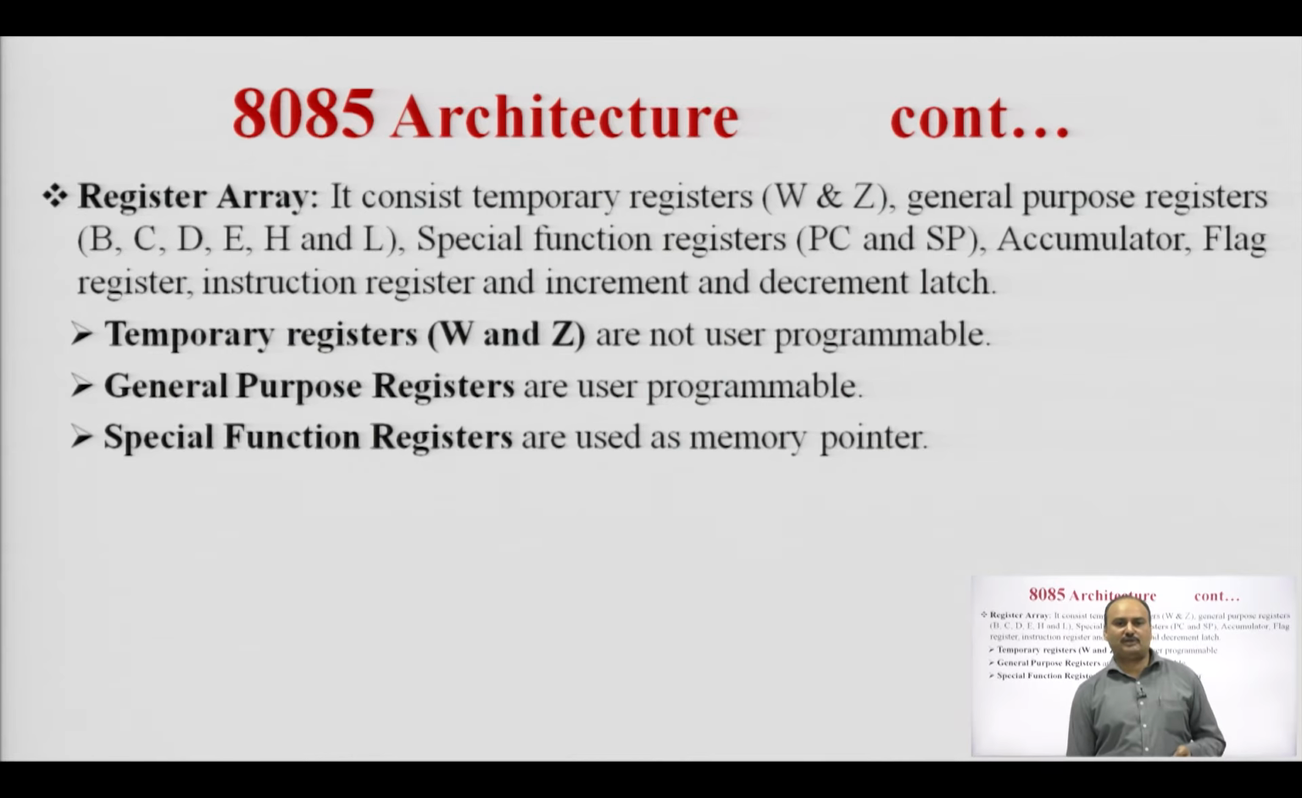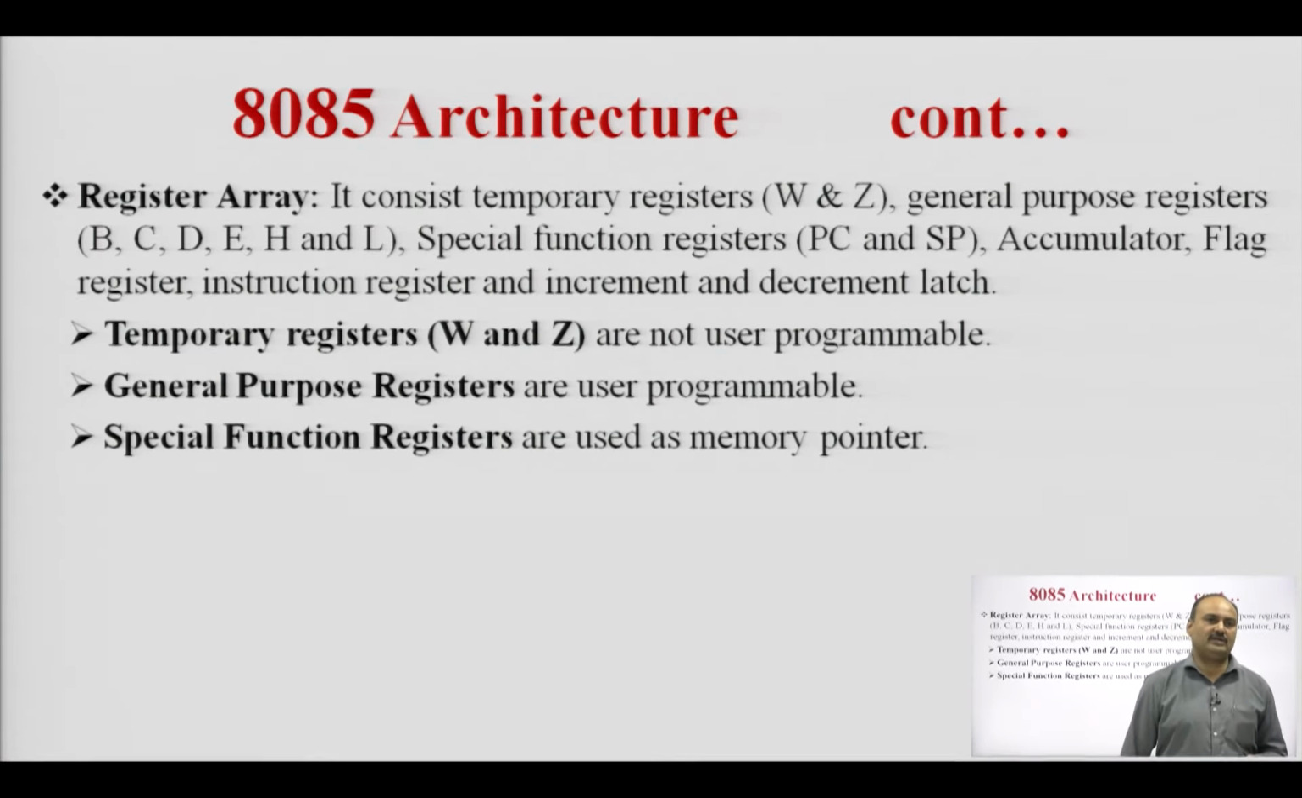The register array of the 8085 microprocessor consists of general purpose registers. The general purpose registers are B, C, D, E, H and L registers. The special purpose registers are the program counter register and the stack pointer register. The temporary registers W and Z are not user programmable. It means that these registers are not available for programming. These registers are used internally by the microprocessor, that is why they are not user programmable.